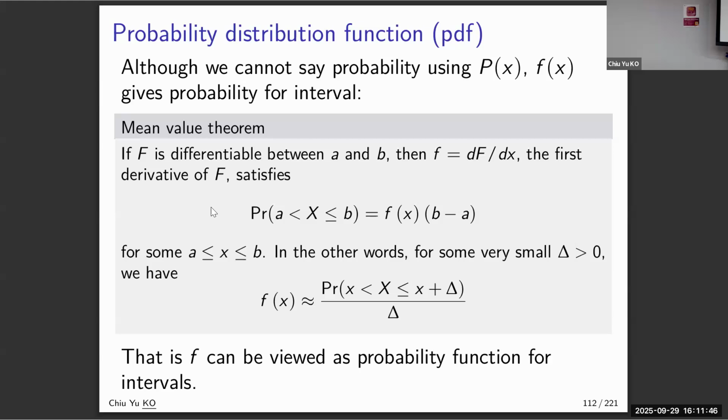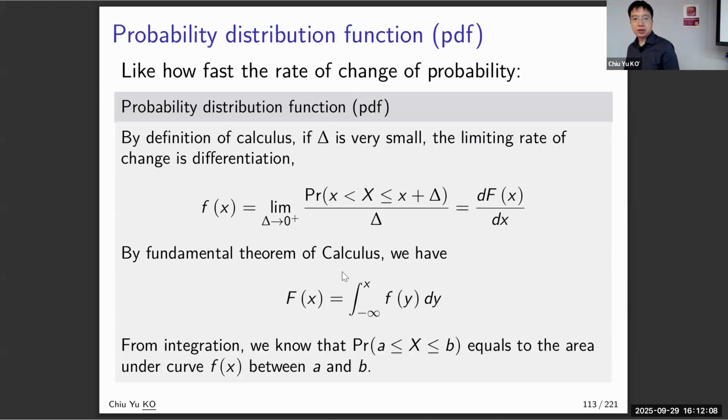You can see it's in the gray area. But that's why I said F is probability for intervals. You give me an interval, the area under F will give you the probability. Because you can't define probability at a point, you define probability on an interval. And that's the calculus using the idea of limits, that's why integral and differentiation.